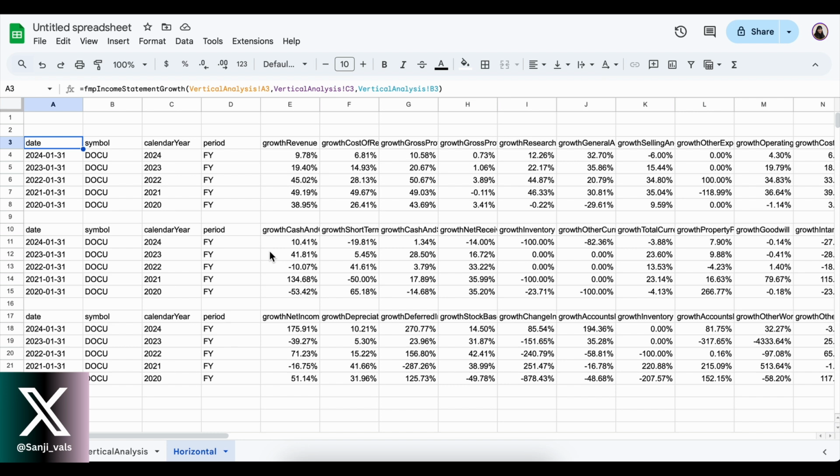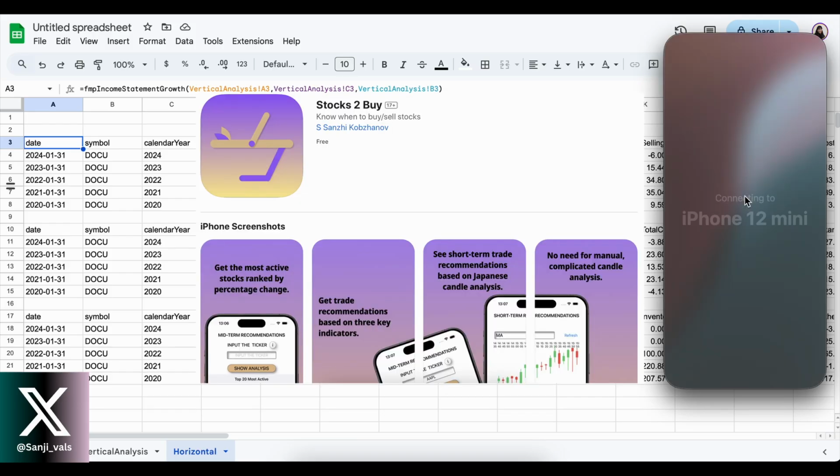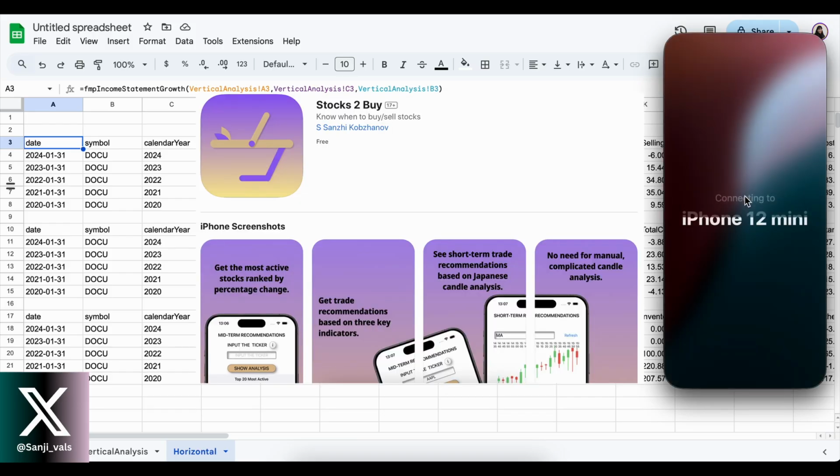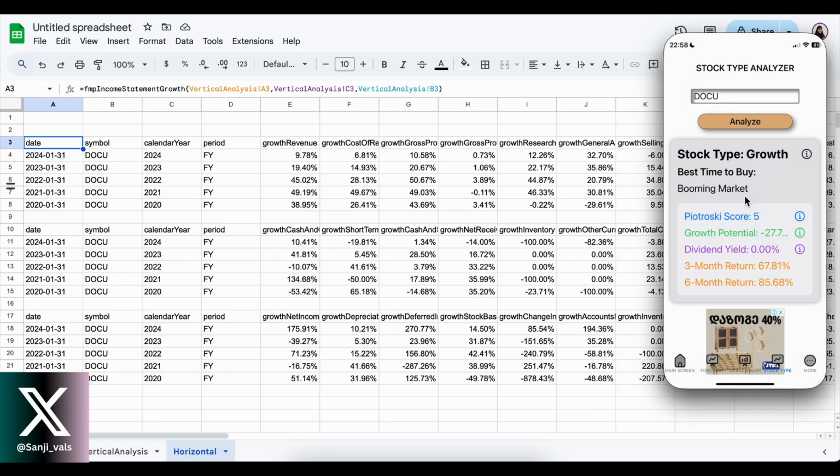That would mean that the management is controlling its cost efficiently. The next step would be to use the iOS application called Stocks to Buy. Let me use that application. It is showing the great time to buy stocks based on fundamental analysis and also intraday.